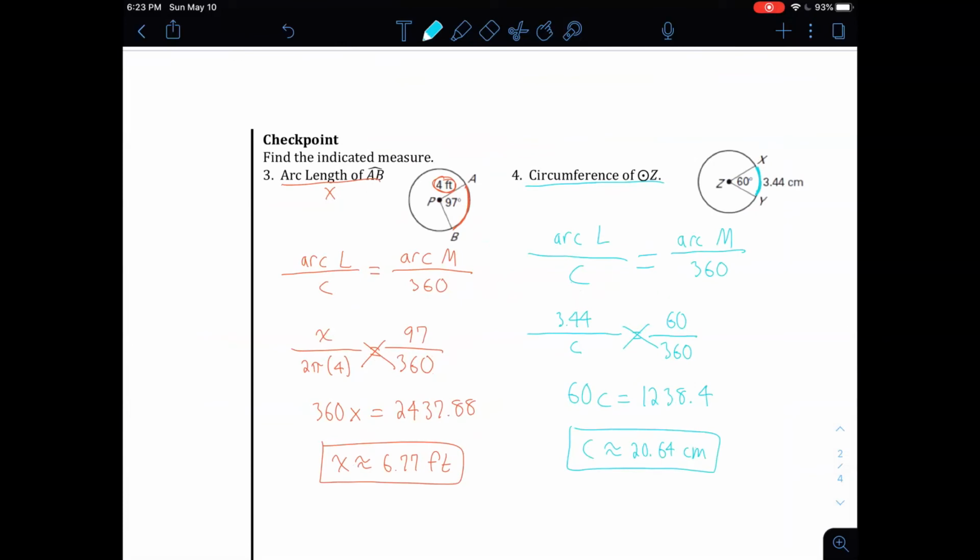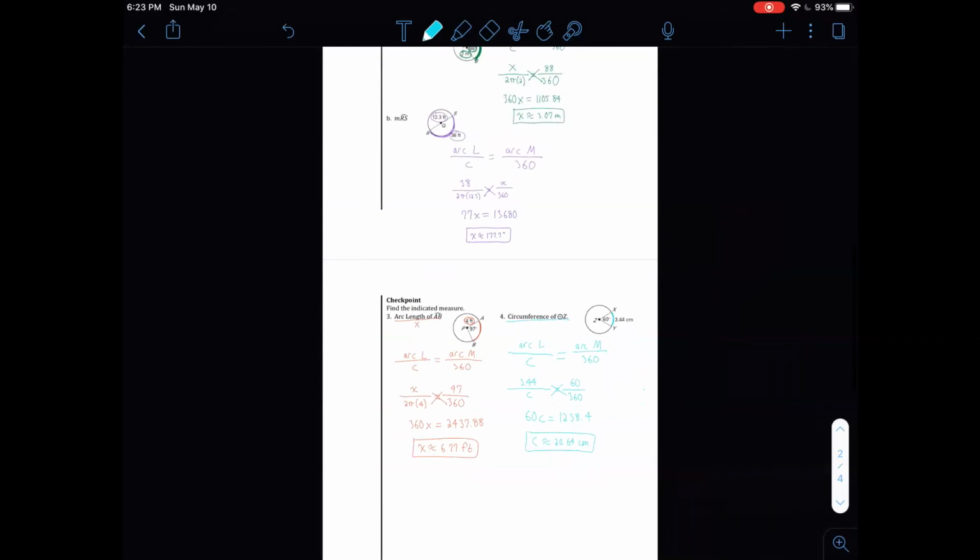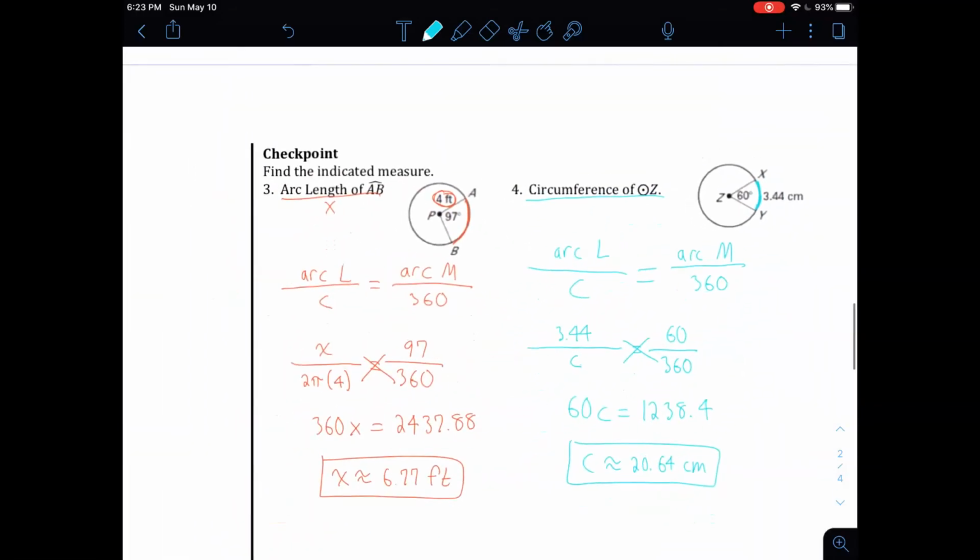Sounds good. All right, I think that's the last example. Make sure you turn in your homework on time so I can give you feedback and help you correct this stuff. But yeah, hopefully this wasn't too confusing. Basically, it's part over whole. The part of the circle that's the arc length is going to have the same relationship to the entire circle as the degrees over 360.